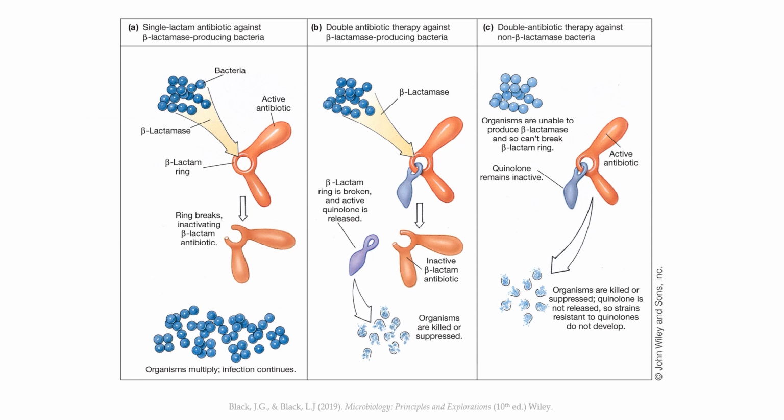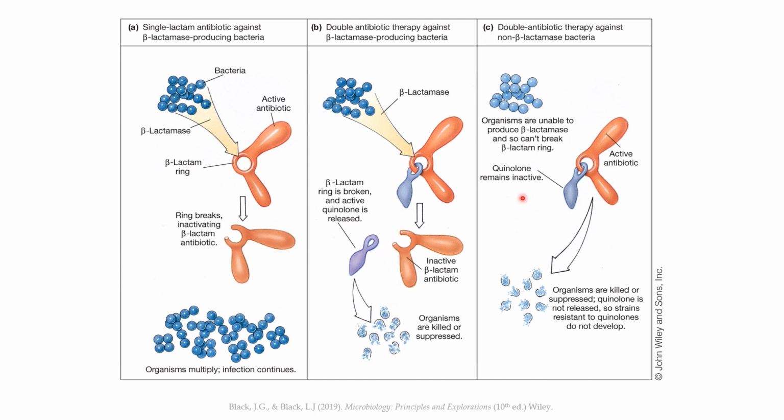For the chemical approach, we can deploy what's referred to as double antibiotic therapy. So it works like this. If we do single antibiotic therapy, such as beta-lactam only, the bacteria might develop beta-lactamase. So that can break our beta-lactam, and that inactivates our antibiotics. But when we use double antibiotic therapy, we combine the beta-lactam with quinolone. If the bacteria launch beta-lactamase, it breaks the beta-lactam and releases quinolone, and that quinolone kills the resistant bacteria.